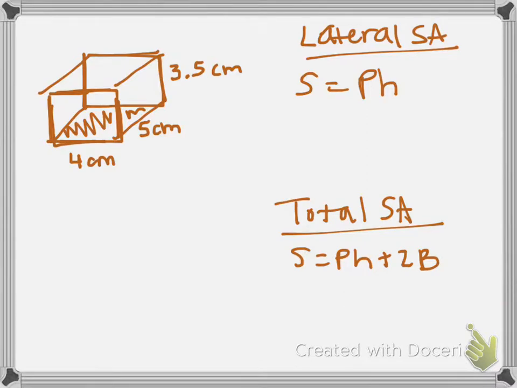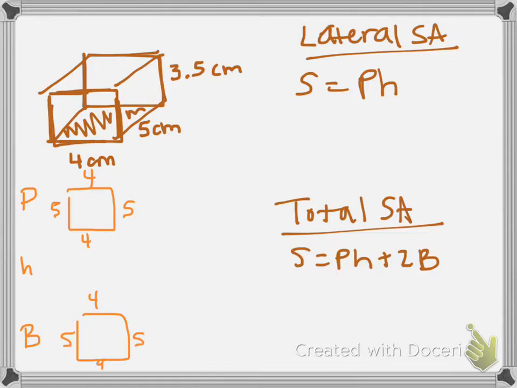We're doing the same thing here. We need to find our P, our H, and our capital B. I'm going to draw out my base once again. My base is always the bottom of a rectangular prism, so it's a 4 by 5 rectangle. And I'm drawing it out for both of these variables. So P, perimeter of the base, add all the sides: 5 plus 5 plus 4 plus 4 gives me 18. Height from base to base, so bottom to top, would be 3.5 centimeters.